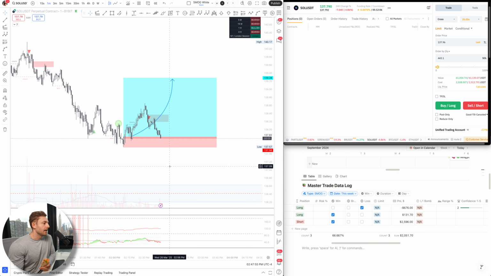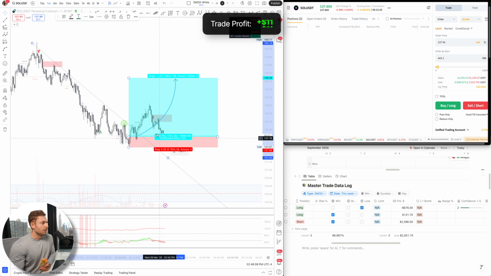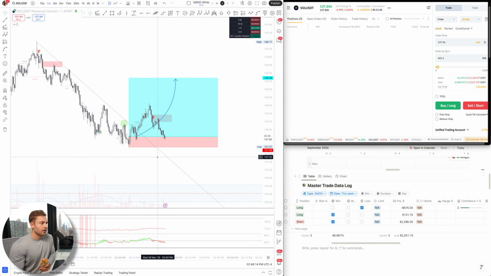All right, so sadly, I am closing this Sol long out for break even, and I don't want to allow it to come down and start testing the underside of this trend, because this is going to go through my stop loss and break under another low. So it looks like markets could continue trending down for the day.